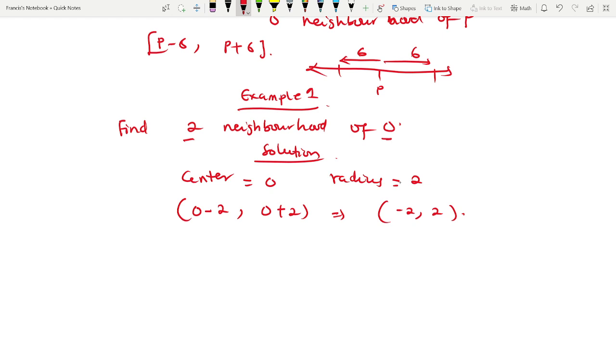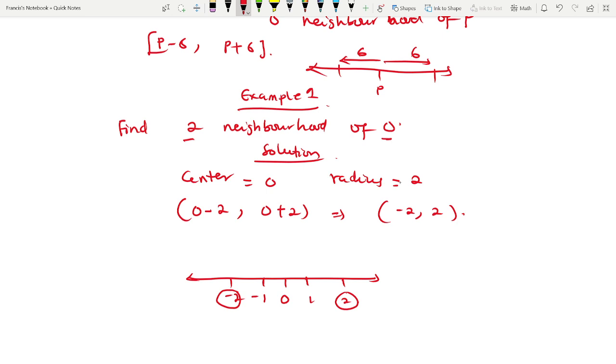That is all. If you represent this on the number line, here's your 0. A 2 neighborhood of 0 means that you're moving 2 units on the left and 2 units on the right. So on the left I'll have negative 1, negative 2. On my right, I'm going to have 1, then 2. So my endpoints will surely be negative 2 and 2, and that is what we've got here using the mathematical formula.